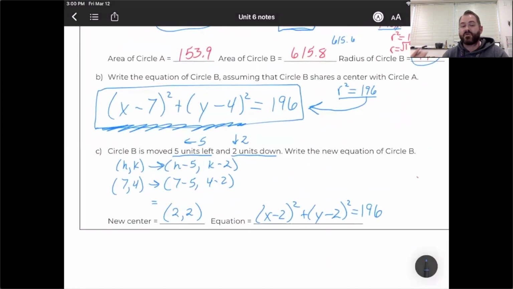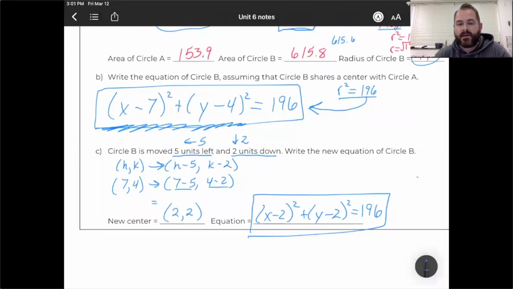Finally, part C, this time we're moving to the left and down. So we're actually going to subtract 5 and subtract 2 from h and k. So the original center coordinates of 7, 4: from 7 we do -5, and from 4 we do -2. That moves it to the left 5 and down 2. And we get a new center of 2, 2, and I plug those in and I get my new equation for circle B after it moves: x minus 2 squared plus y minus 2 squared equals 196.